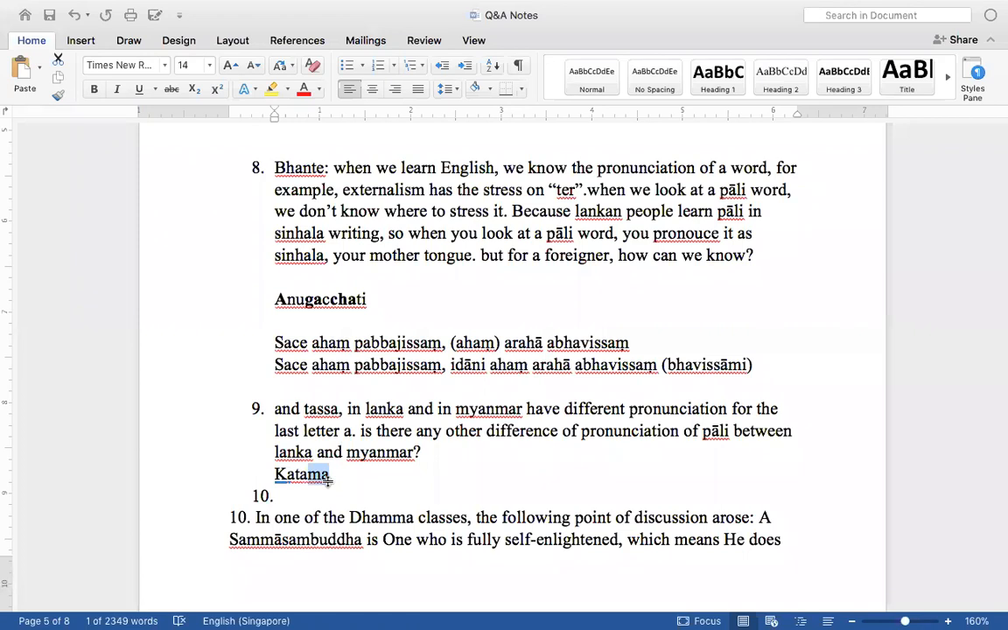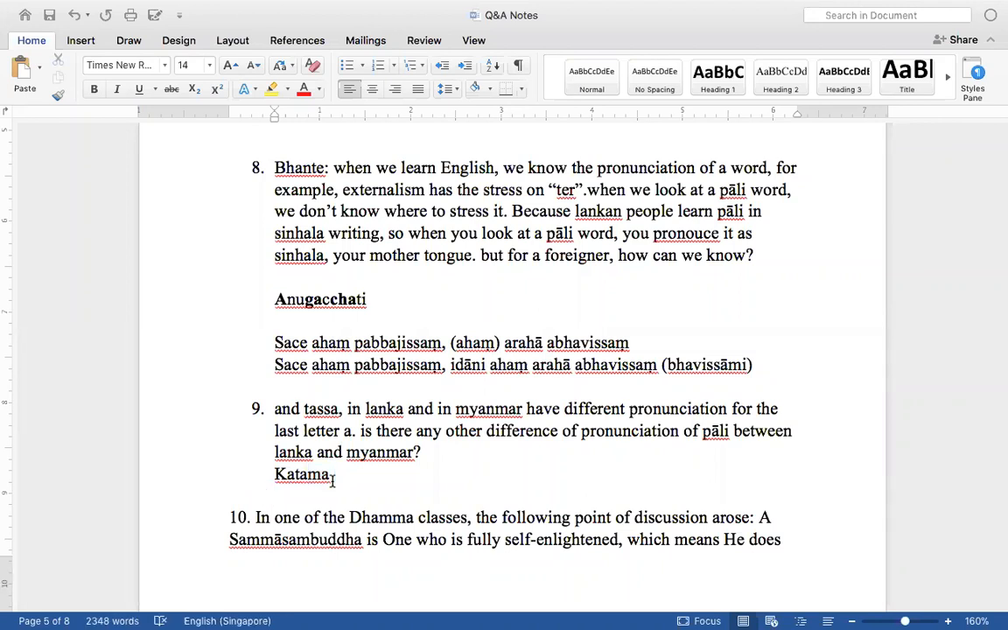In Sri Lanka, this R has evolved with time. So this is one difference, because in Rupa Siddhi we don't have two types of A, but in Sinhalese grammarians we have two types of A. Then, if you're asking about the difference in pronunciation of Pāli between Sri Lanka and Myanmar, yes, there are a lot.